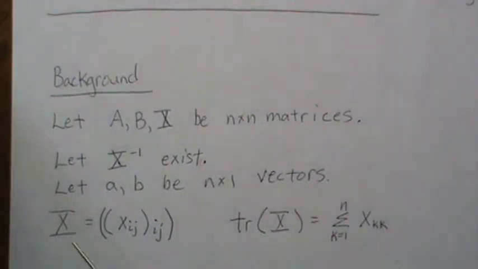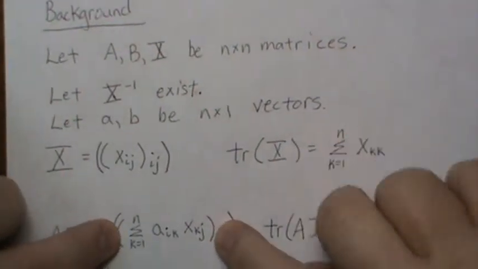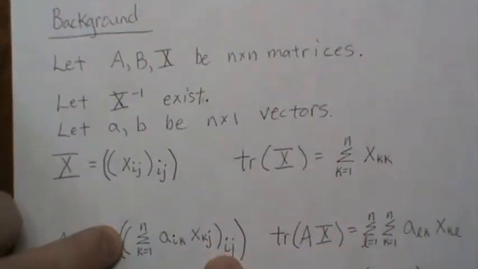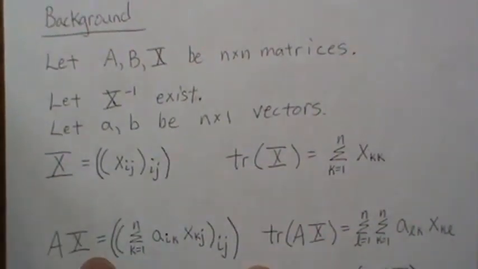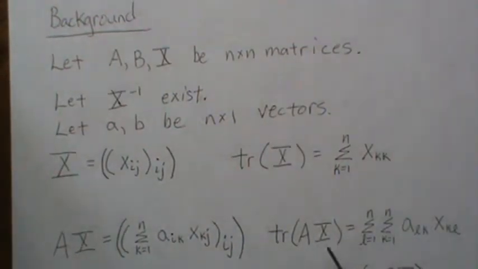The trace of X is adding up these diagonal elements, where the indexes have to be equal. So it's the sum from k equals 1 to n of xkk. Now let's let the matrix multiplication A times X, the ith element is this. So this represents the ith element. You put parentheses around it, meaning it's the ith element, and you put parentheses around that, and it means that represents this matrix.